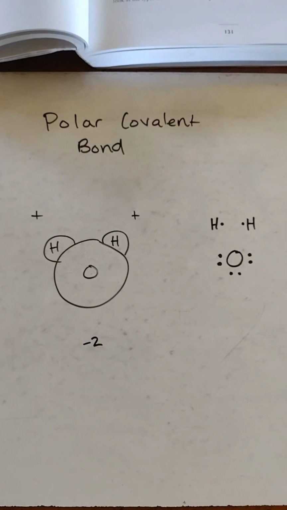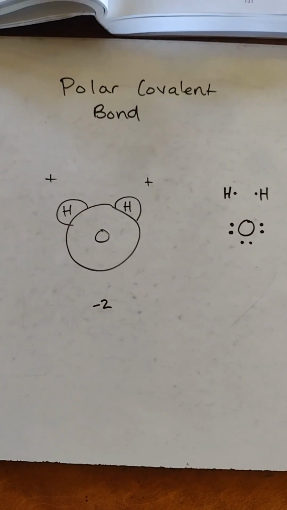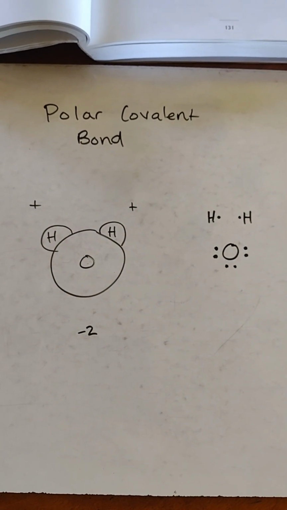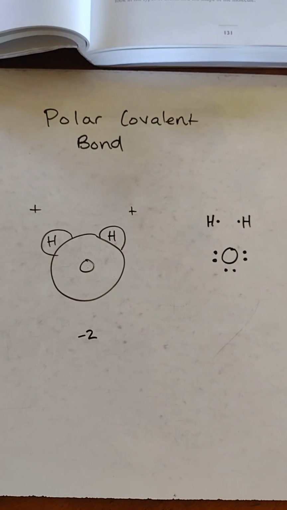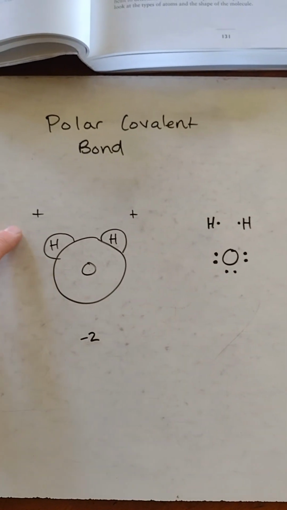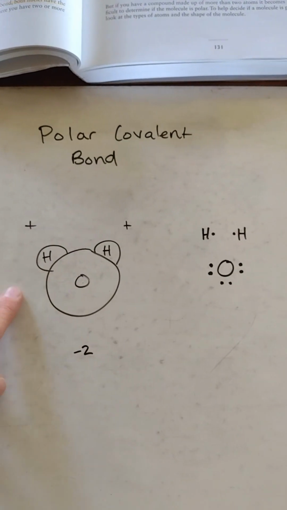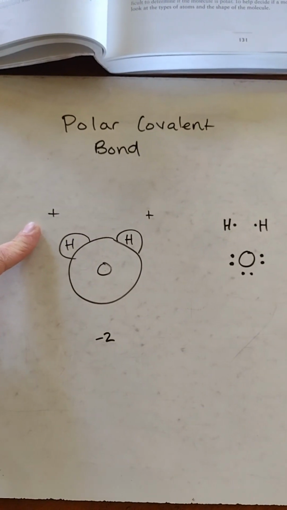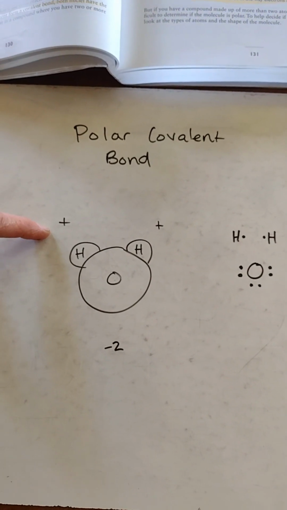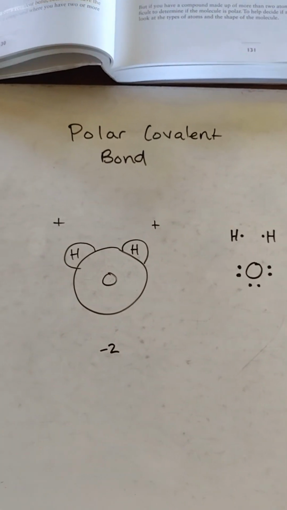When you have this unequal sharing of electrons, you come up with a polar covalent bond. A polar molecule is a molecule that has a slight positive and slight negative charge due to an imbalance in the way the electrons are shared. This is actually inaccurate because there's a little symbol in your book that shows a partial charge. It's not a full charge. So this is an oxygen molecule, and it has a partially positively charged side to it and a partially negatively charged side to it. So it has polarity.